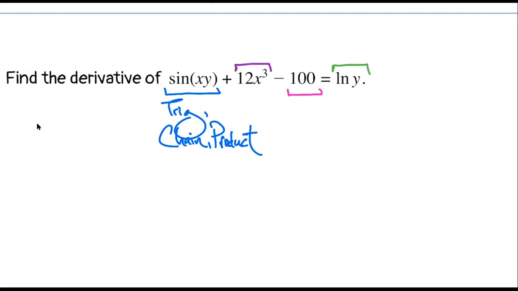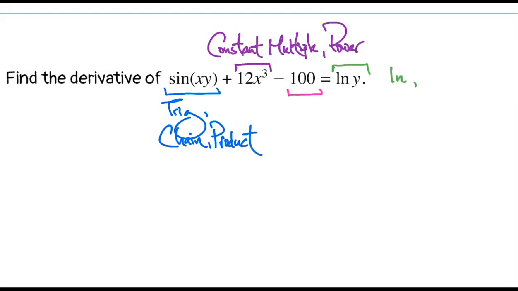What else have we seen in the chat? Constant multiple, yeah, I would say maybe this purple one would be a constant multiple, and maybe that power, right? I saw the natural log one. So we want to use the natural log, and then we might want to make a note to ourselves, implicit or y prime.